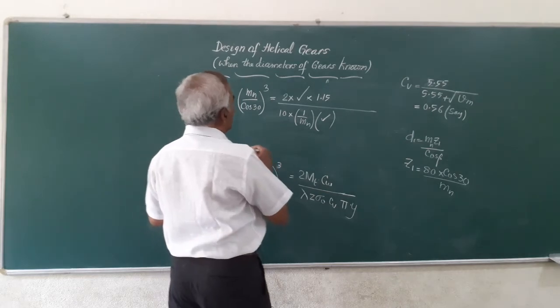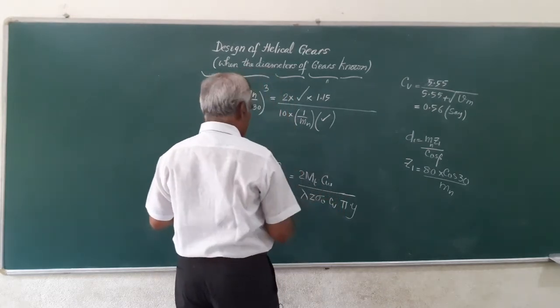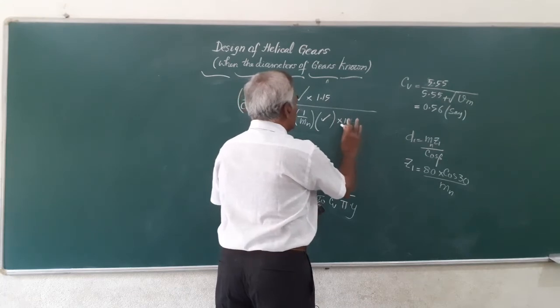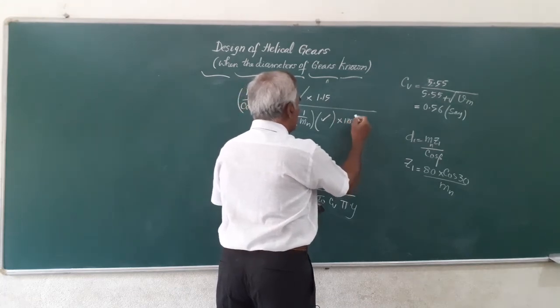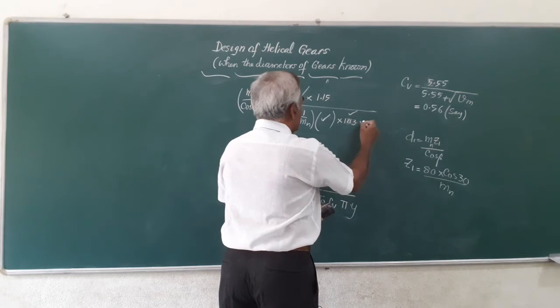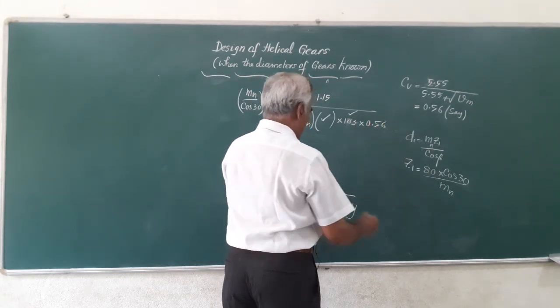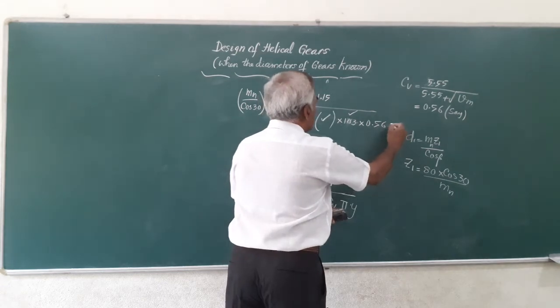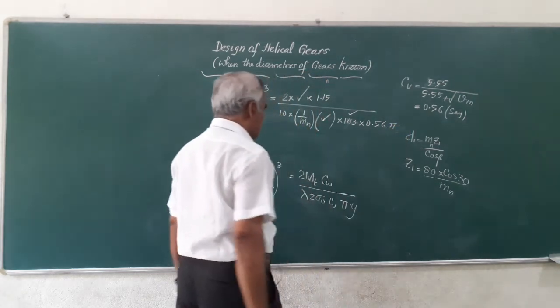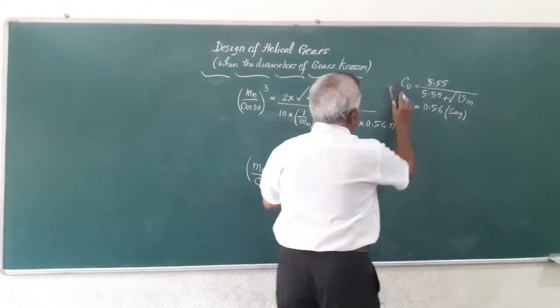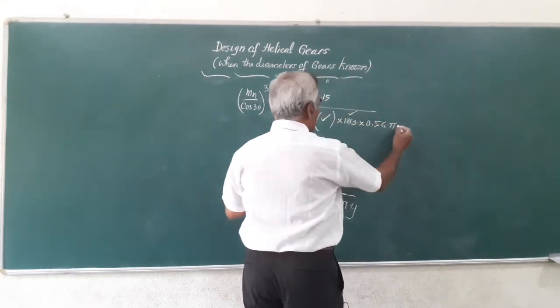And then friends, you have got the other terms like sigma naught is 103 Newton per mm square known to us. Cv we have found out, say 0.56, and then pi we have got. Then comes the term y. Y is retained as y whenever the diameters are given or known.